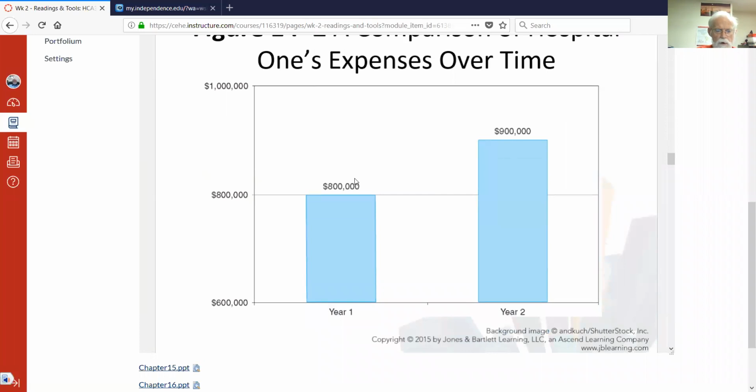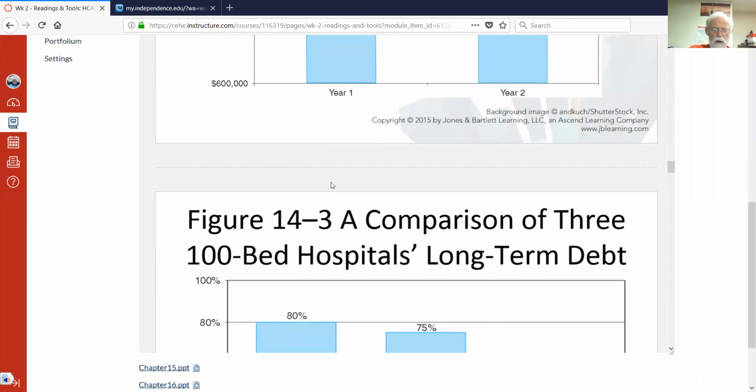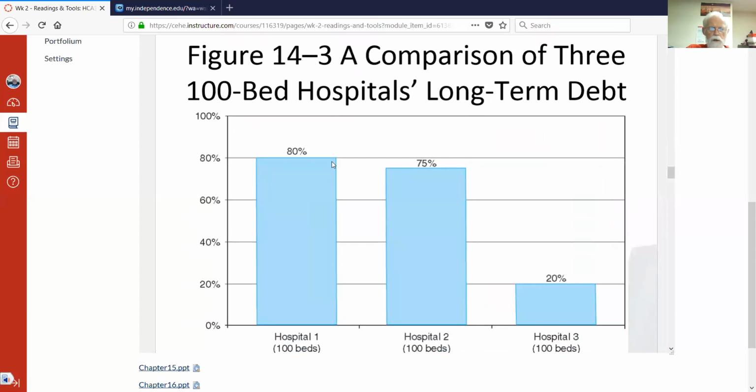Comparing expenses over time, again, we have a scale that looks even worse here. And of course, there is a difference. There's a $100,000 difference instead of 30,000. But this is just a visual that we can use, especially when we're making presentations to our senior management about the data. Let's take a look at long-term debt.